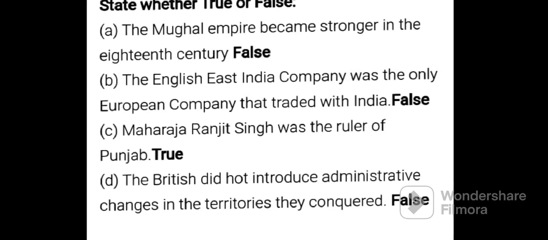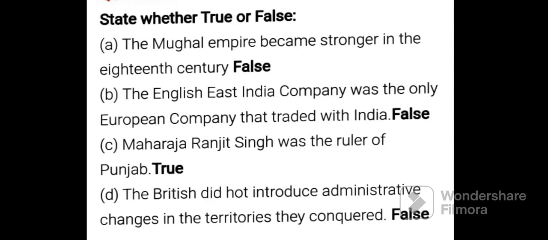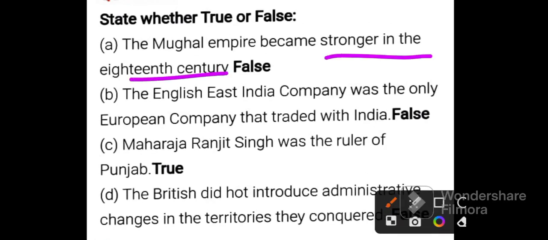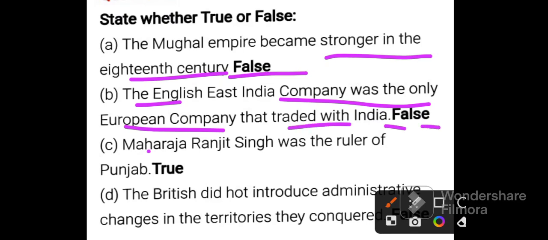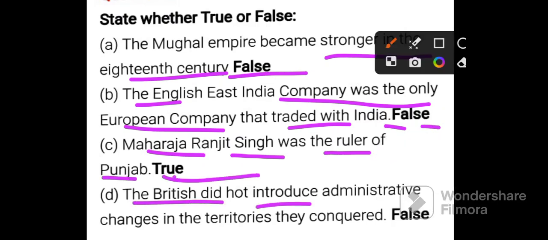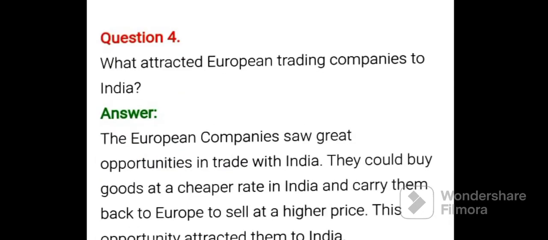Question 3. True or false. First, the Mughal Empire became stronger in the 18th century. False. Second, the English East India Company was the only European company that traded in India. False. Third, Maharaja Ranjit Singh was the ruler of Punjab. True. Fourth, the British did not introduce administrative changes in the territory they conquered. So, false.